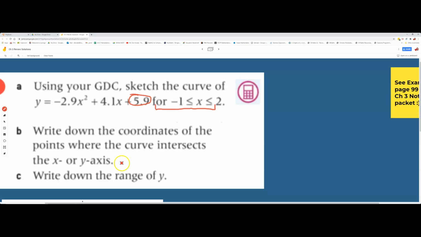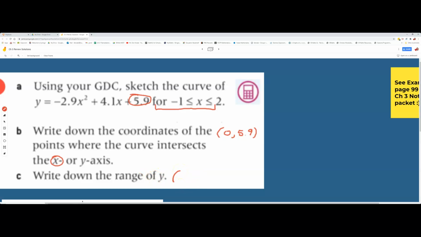Okay, so I know my y-intercept is going to be 5.9, and I got to find my x-intercept. And also, since this graph opens down, I can get my range.